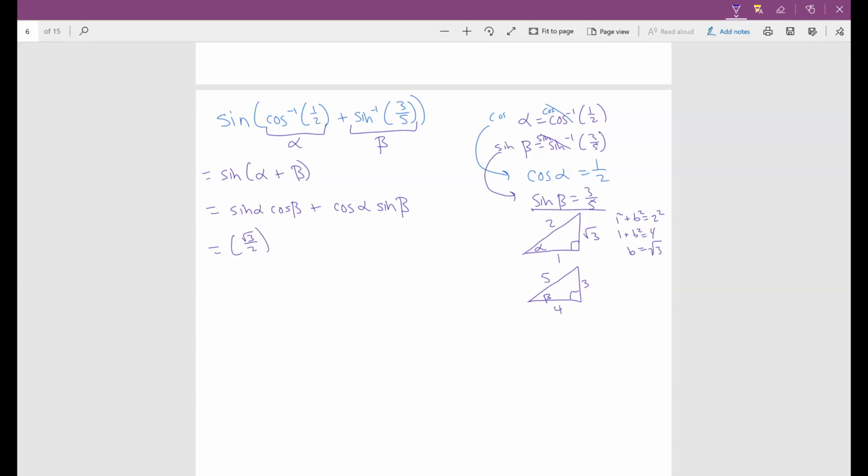Cosine beta, looking at the second triangle, is going to be adjacent over hypotenuse. That's 4/5. Cosine alpha is now going to be 1/2. And sine beta, that's going to be 3/5. Okay, so I know what all of that is. So we're going to have 4 square root of 3 over 10 plus 3 over 10. Combining this will give me 4 square root of 3 plus 3 over 10. Okay, so just a little trick. We are combining a little bit of the inverses with the sum and difference, but nothing too complex.